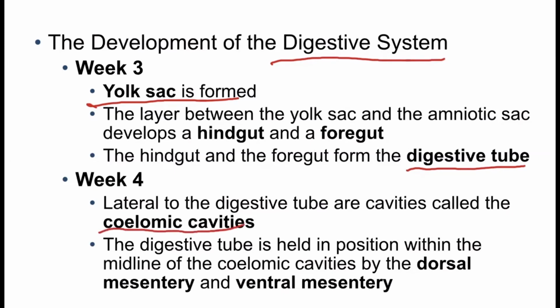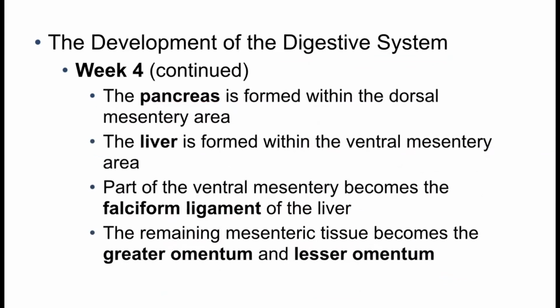The digestive tube is held in position at the midline of the coelomic cavities by the dorsal mesentery and the ventral mesentery. Okay. At week 4, the pancreas is formed within the dorsal mesentery area. The liver is formed within the ventral mesentery area. Part of the ventral mesentery becomes the falciform ligament of the liver that holds it in place. The remaining mesentery becomes the greater omentum and the lesser omentum.